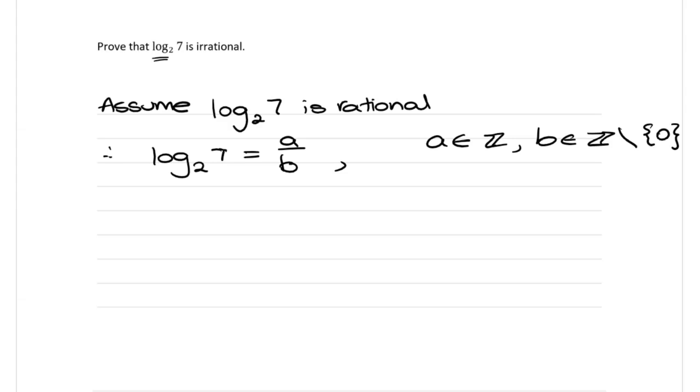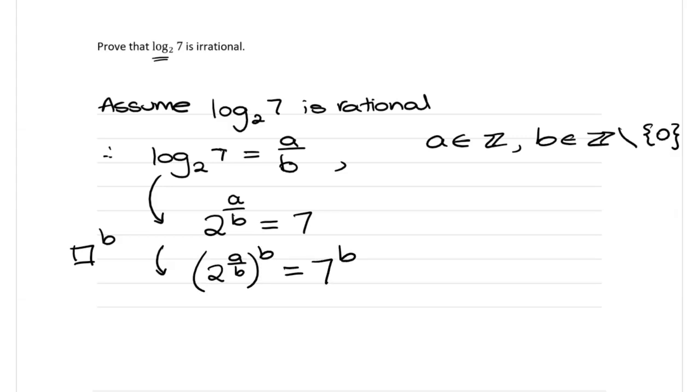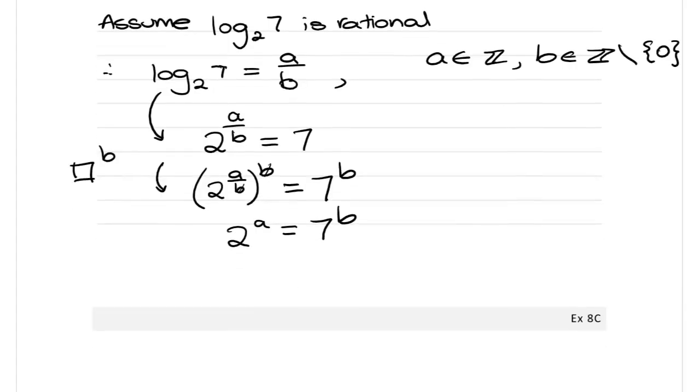Remember, logs are a question. They're basically saying 2 to the power of what equals 7? Or 2 to this power equals 7. So 2 to the a over b equals 7. If you're not familiar with this step, please let me know and I'll go through logs with you. If we raise both sides to the power of b, I'm going to write an extra step here that you don't have to, but you could write 2 to the a over b, all to the power of b, equals 7 to the power of b. Hopefully you can see on this side, we'll be left with 2 to the a, as these b's cancel. 2 to the a equals 7 to the b. Now, this is a problem.